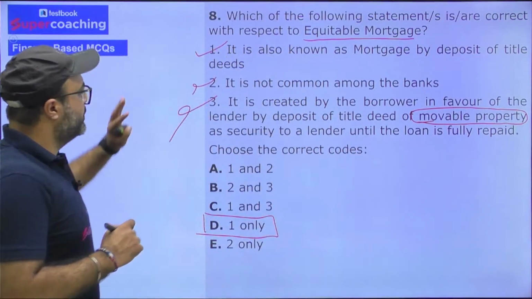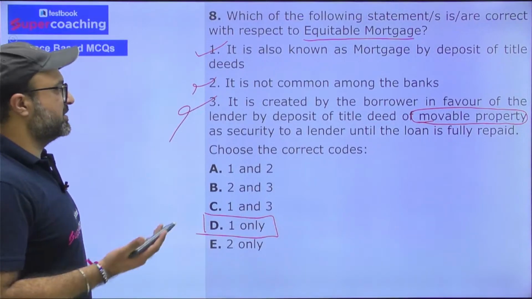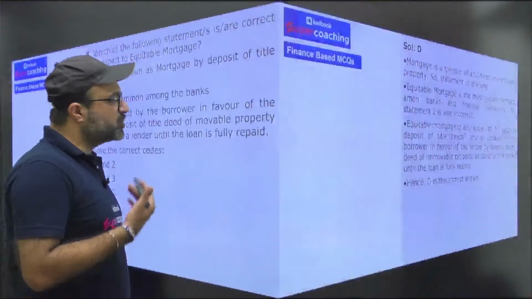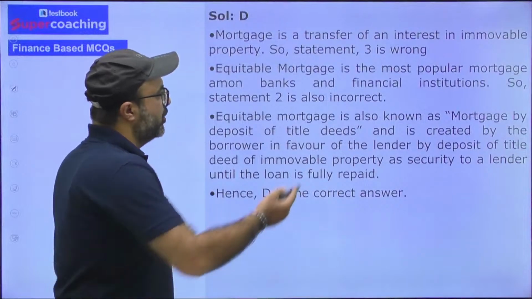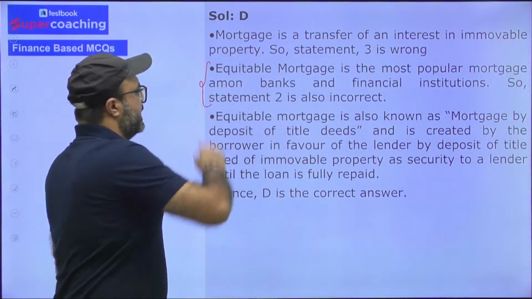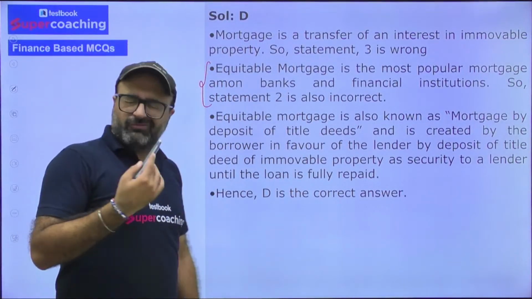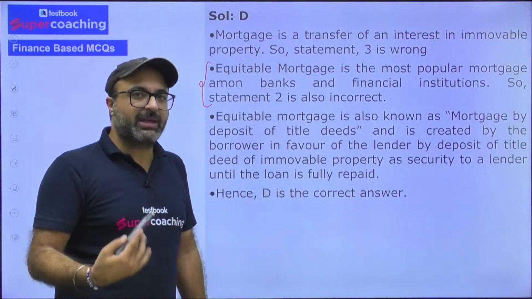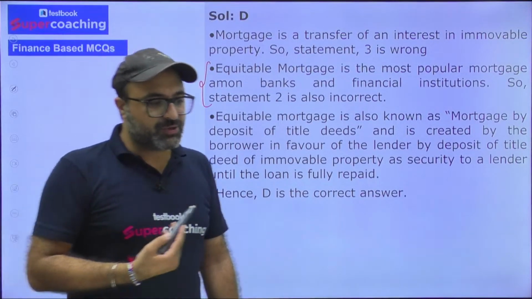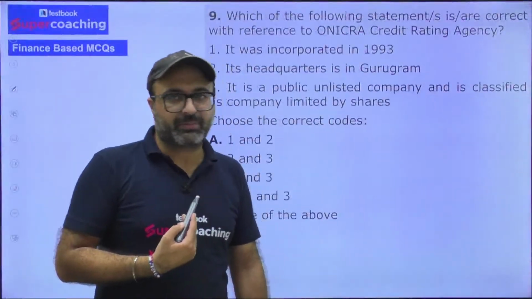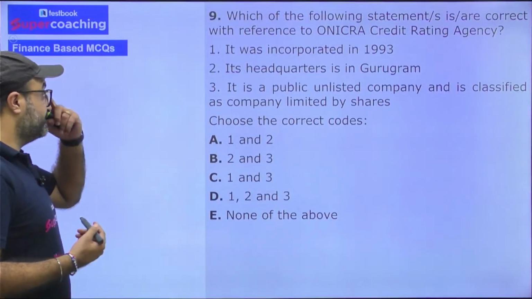So the answer will be 1 is correct, second is not correct, because it is one of the most common, one of the most popular forms of equitable mortgage, or one of the most popular mortgage types which is used in the Indian banks. So B option is going to be the incorrect statement. Moving on to the next question.